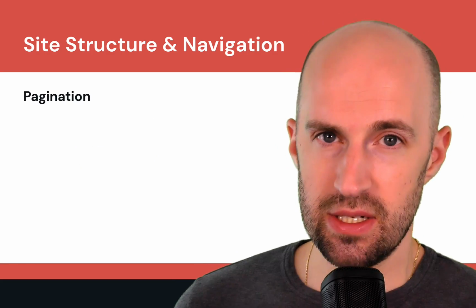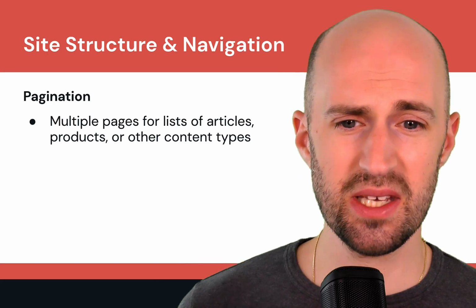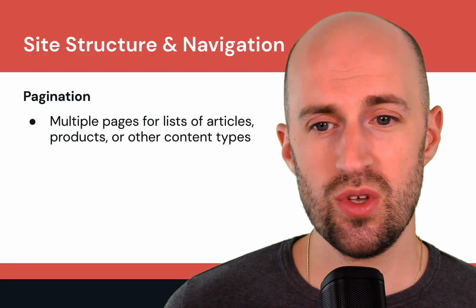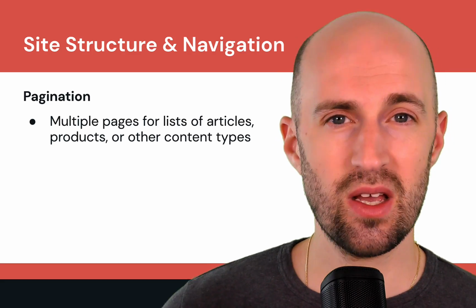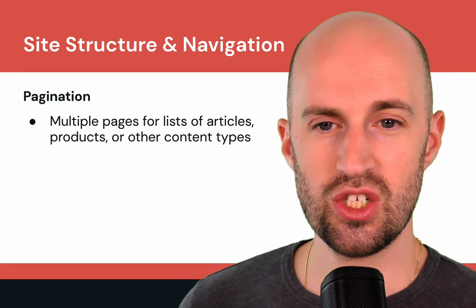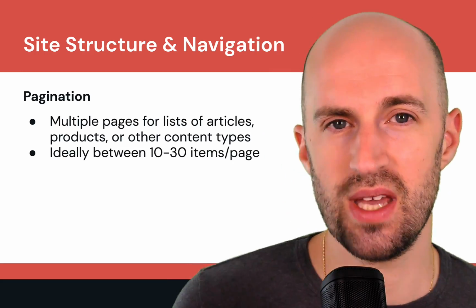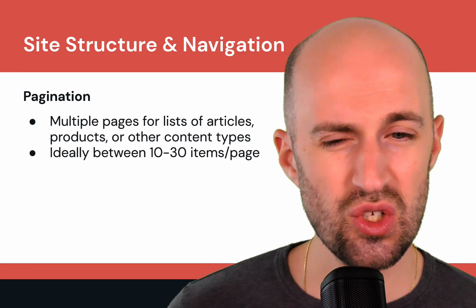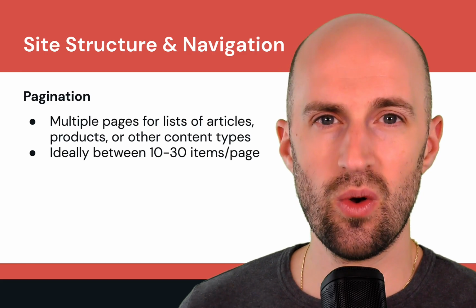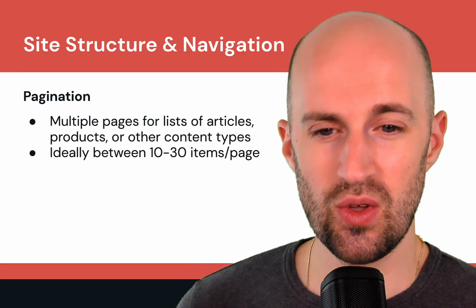So pagination is another key factor. So multiple pages for lists of articles, products, or other content types. You see this a lot on blogs, on e-commerce sites when you're clicking through to the next page. That's pagination. And ideally, you have between 10 and 30 items per page. As you start increasing this, it gets too many in terms of from a technical resource point of view, but also users tend to keep scrolling too far down.